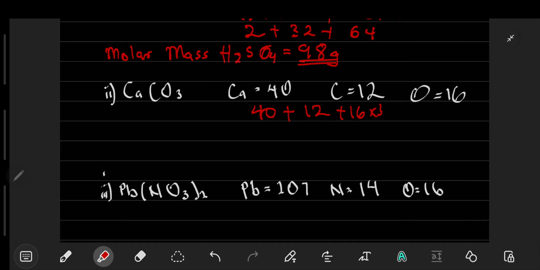units of oxygen, so we have to multiply the 16 by 3, and that is going to give 40 plus 12 plus 48, and in total that would be 100 grams. Okay, so the molar mass of calcium trioxocarbonate is 100 grams. That is, given 1 mole of that, the mass is going to be 100 grams. So 1 mole of calcium trioxocarbonate is 100 grams.